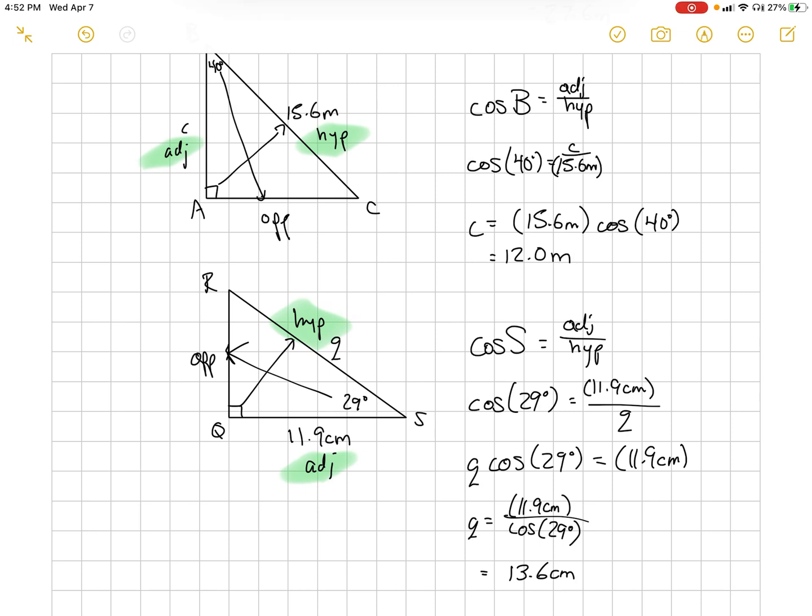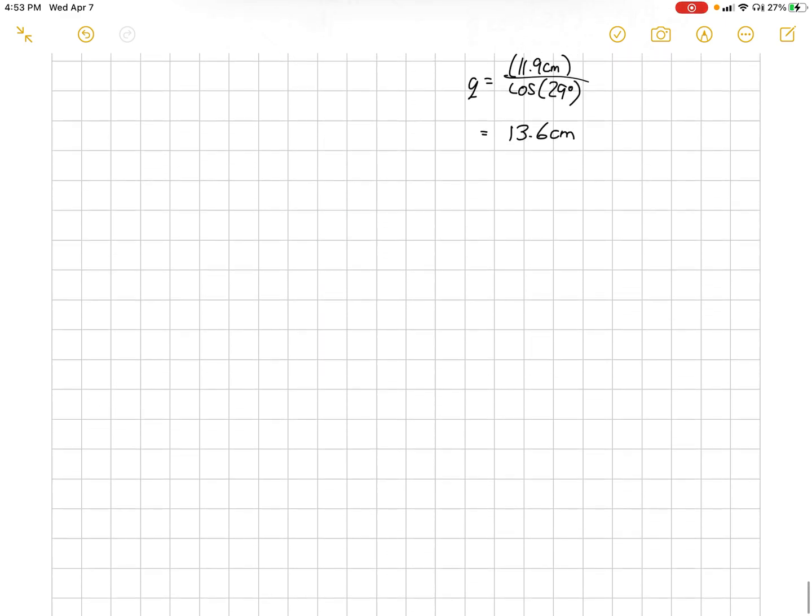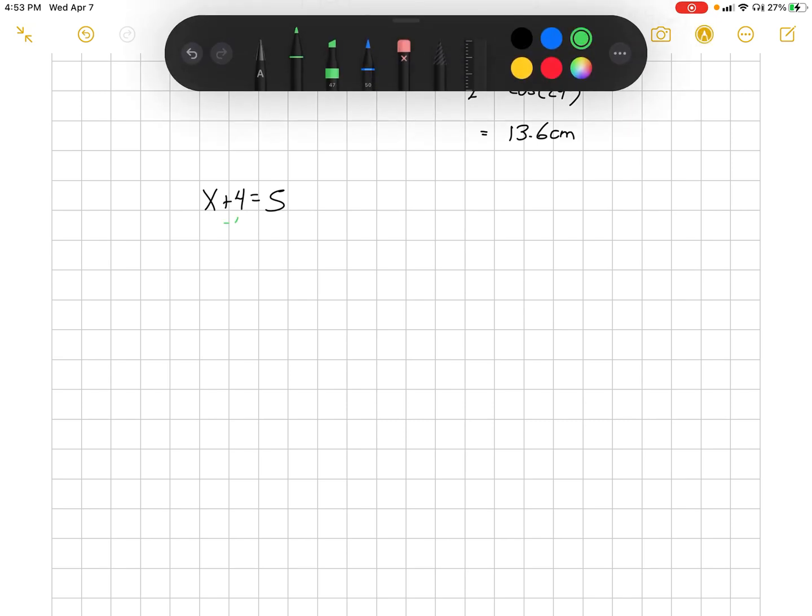Now, last thing about these is determining angles using sides. It's a little tricky. It's a little bit to wrap your head around, but it's not too bad once you figure it out. So, if I said that x plus 4 is equal to 5, we could figure out what x is by doing a little bit of algebra. Subtract 4 from both sides would give me x is equal to 1.